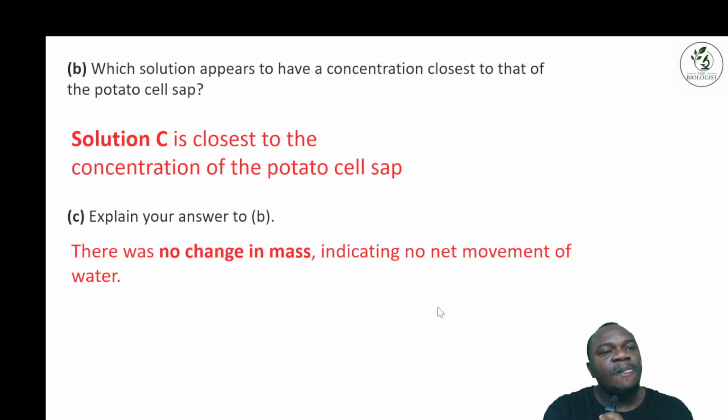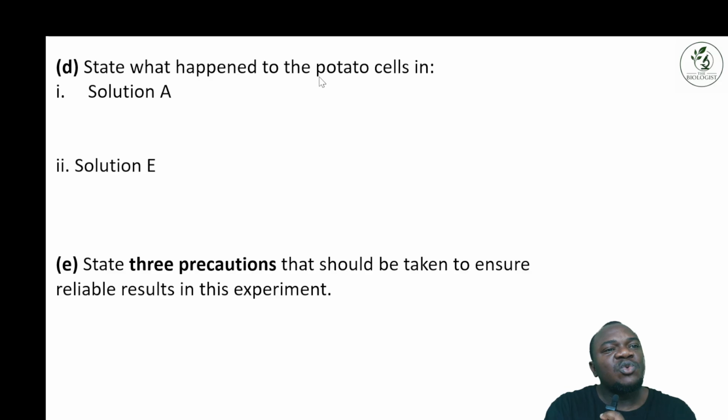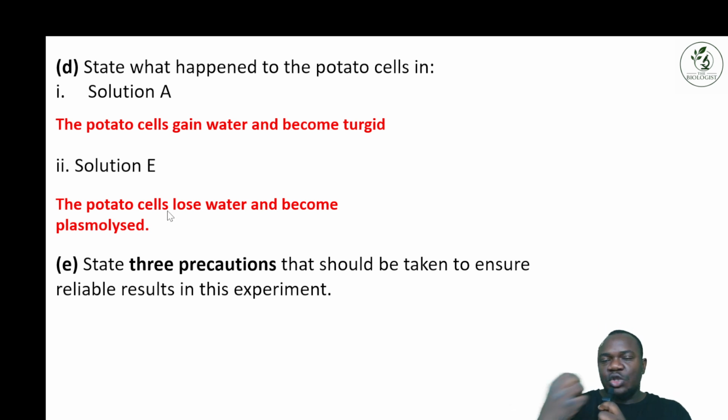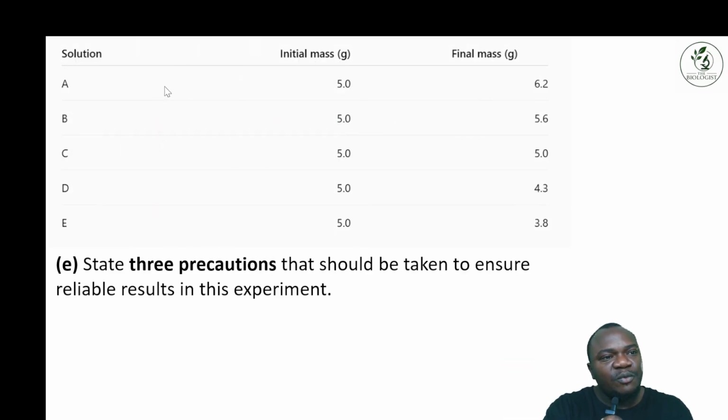So that's the answer. State what happened to the potato in cell A. In A, the potato cell gained water and became turgid, so it increased in mass. While for solution E, the potato cells lose water and become less turgid and flaccid, which means plasmolysis actually occurred because water has escaped from the cells. If you look at this table, A increased in mass to 6.0 gram, and for solution E, it reduced in mass to 3.8 gram.